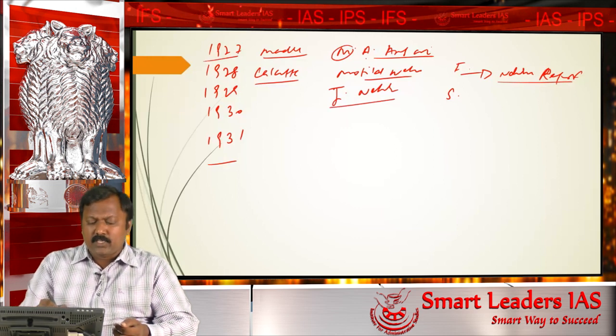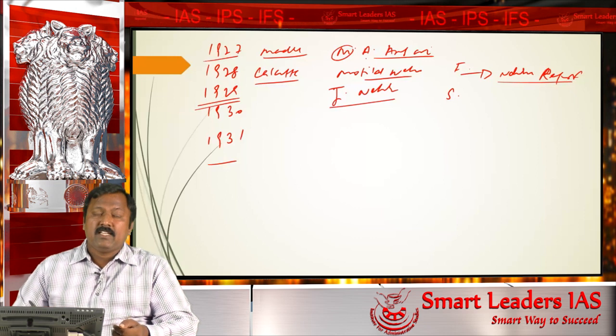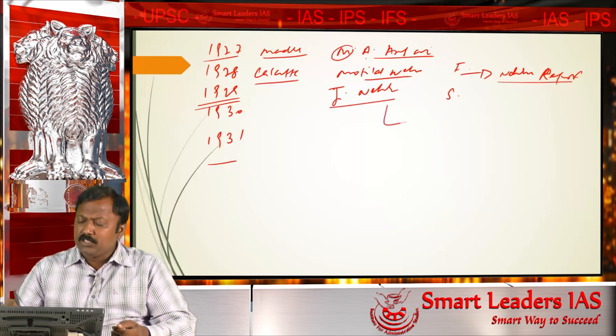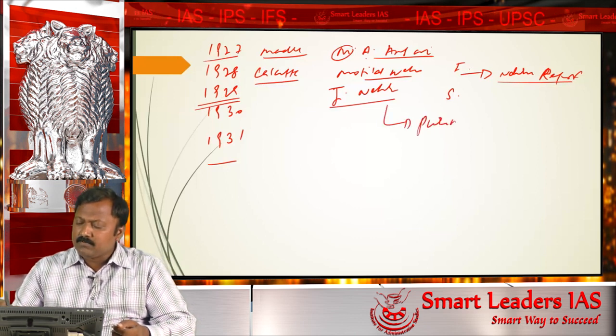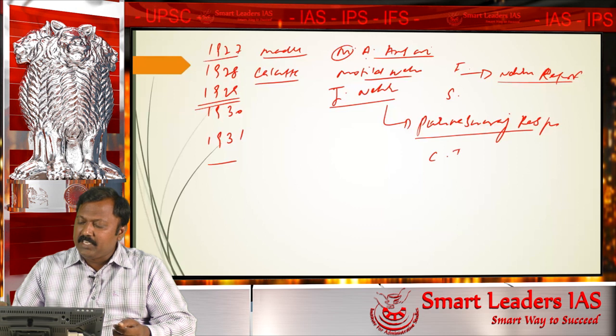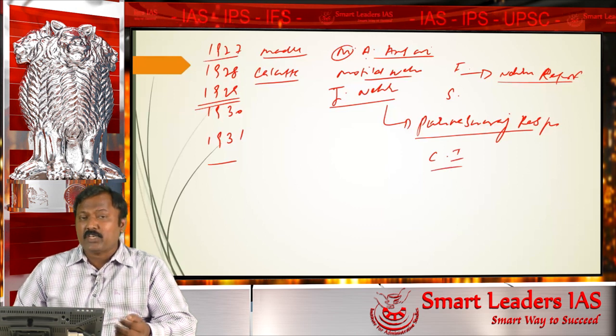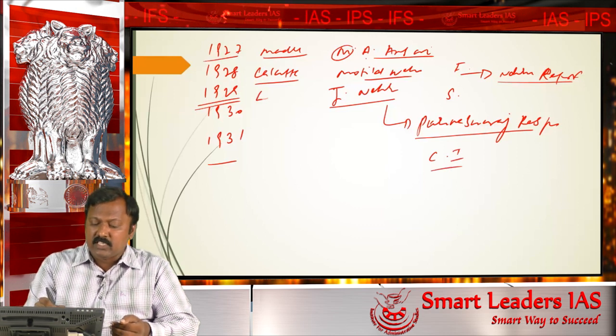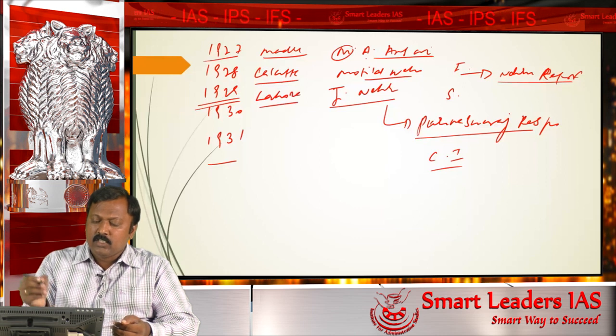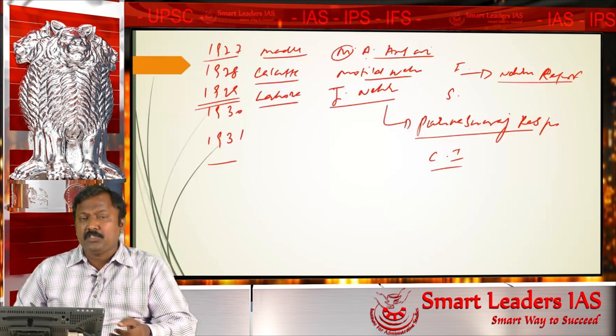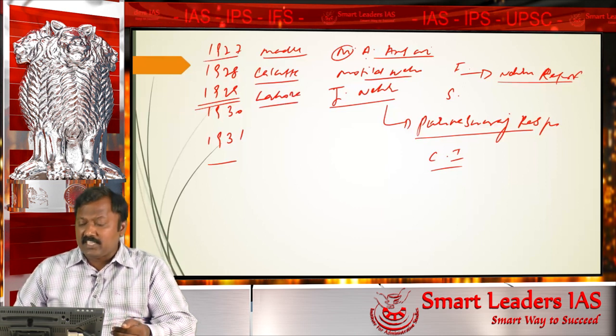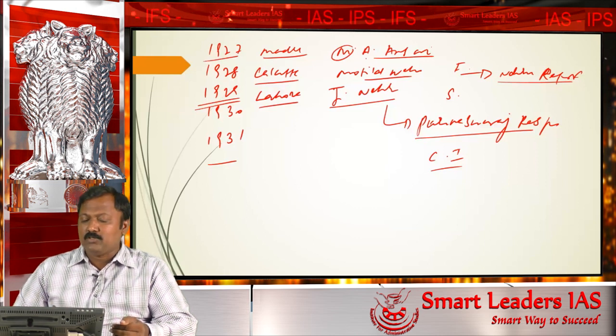It was a very important session in 1929 because a resolution which is called the Purna Swaraj resolution was passed in the Congress. Purna Swaraj means complete independence. So the resolution for complete independence was passed in a place which is called Lahore. So this Lahore session of 1929 is very important. It was presided by Jawaharlal Nehru. The Purna Swaraj resolution was passed.